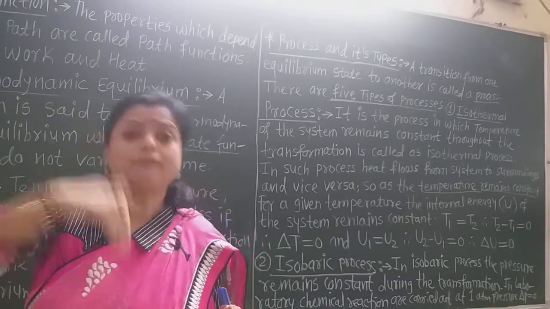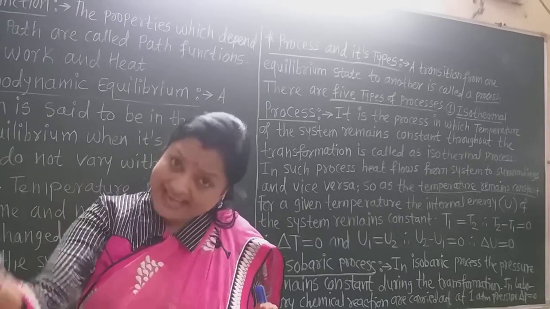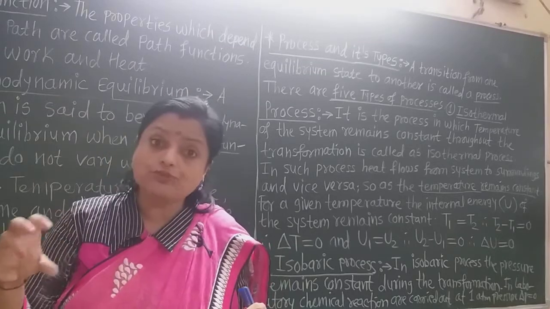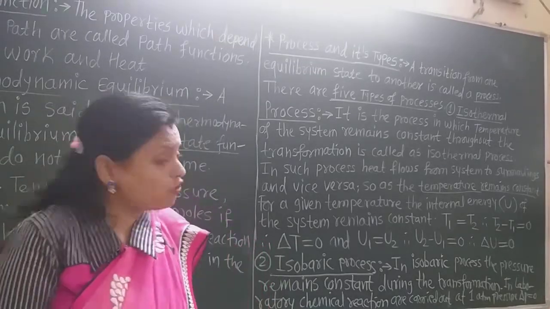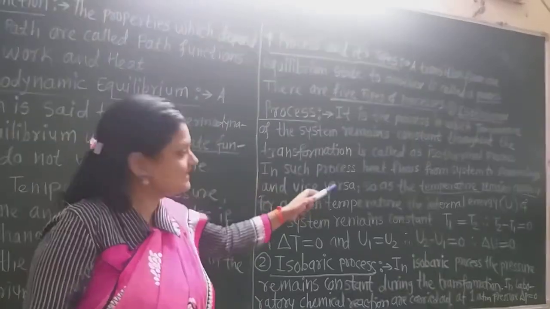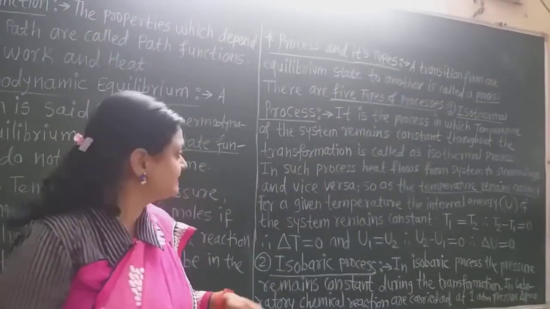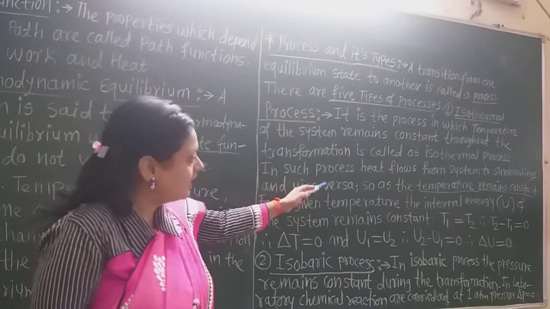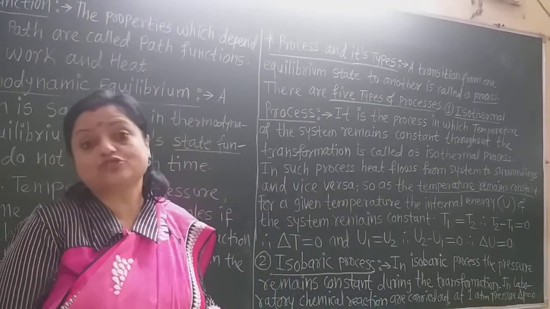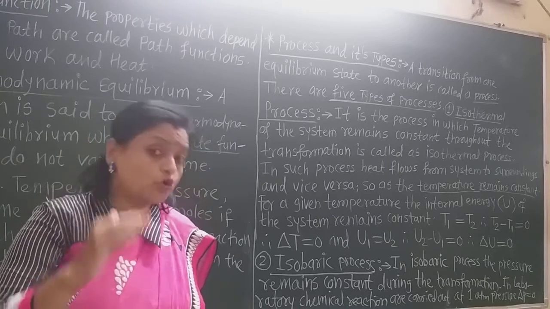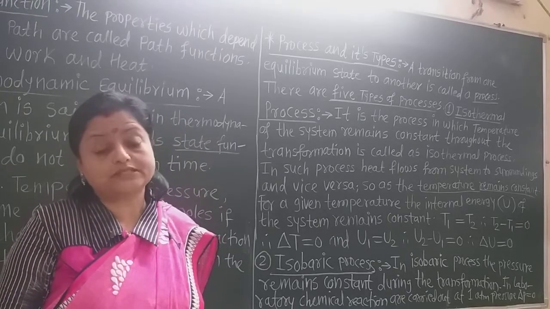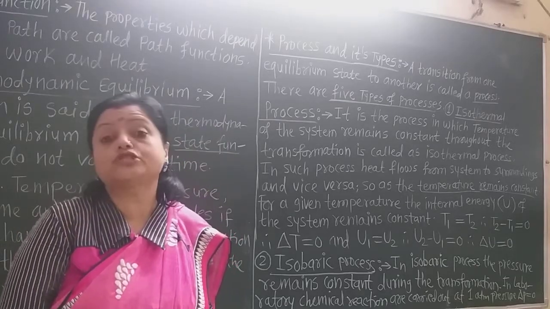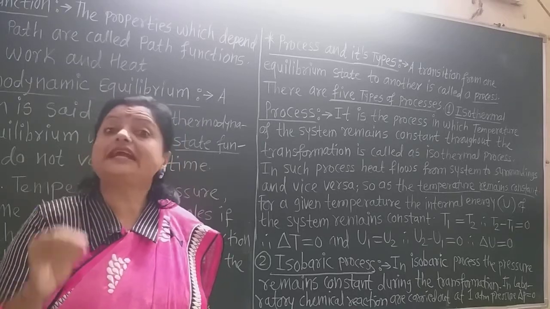And in an endothermic process, in which heat is gained, heat must be continuously gained because during the transformation the heat is used up. Therefore, in such a process heat flows from the system to the surroundings, and vice versa, from the surroundings to the system. As the temperature remains constant, heat flows from the system to the surroundings if it is an exothermic process, or heat is gained by the system from the surroundings if it is an endothermic process. Due to that, the temperature remains constant.